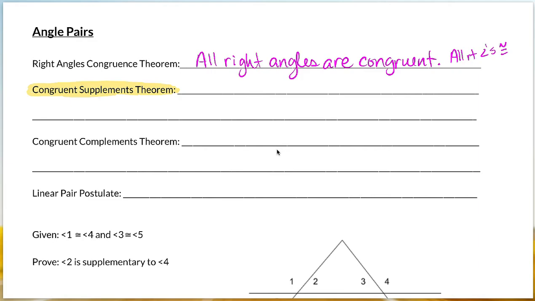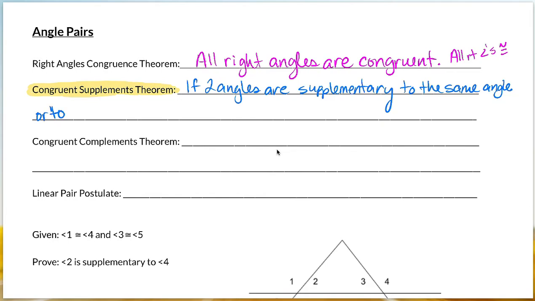The congruent supplements theorem states that if two angles are supplementary to the same angle, or two congruent angles, like if you have a pair of matching angles, then the angles are congruent.